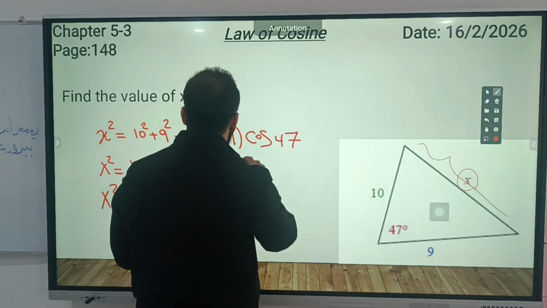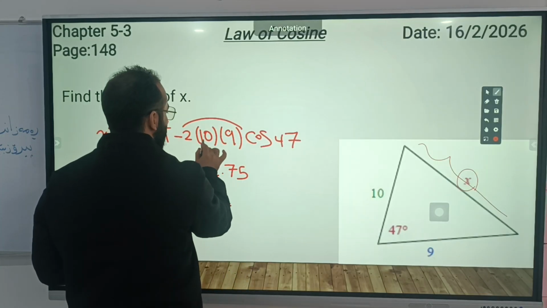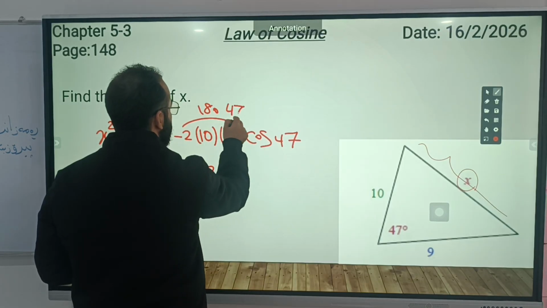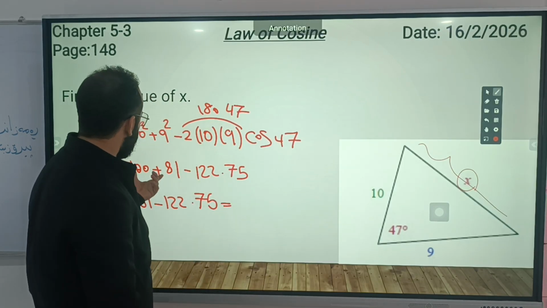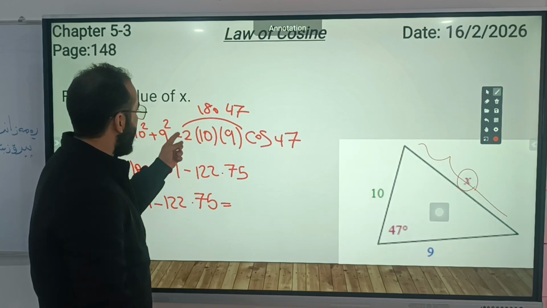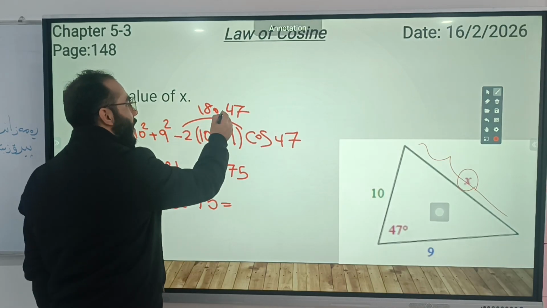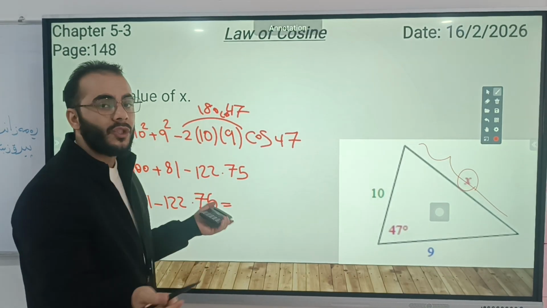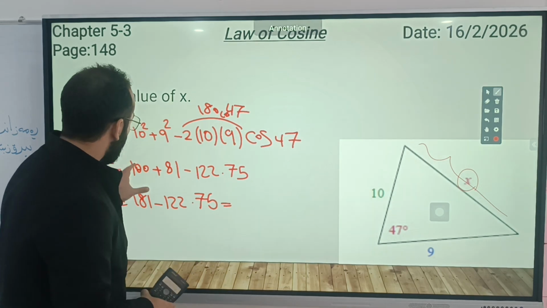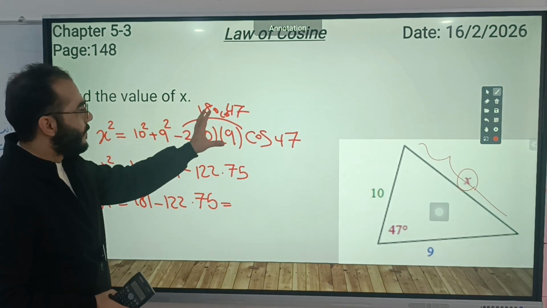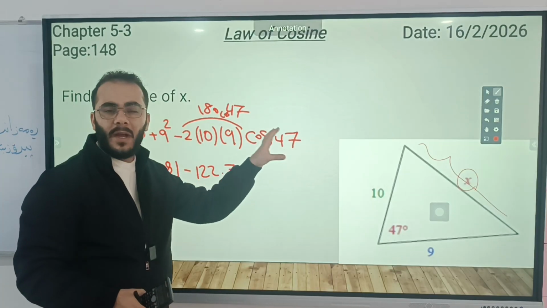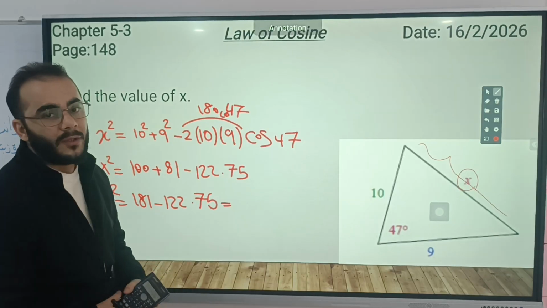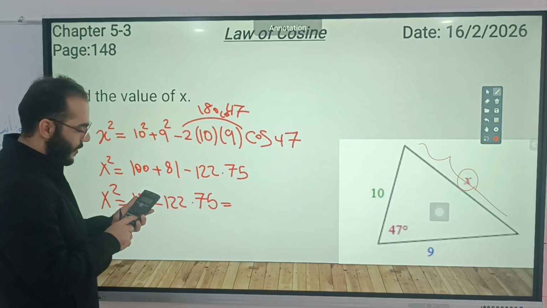Sometimes the students are just calculating here, 10 times 9, 90 times 2, 180, and they say, okay, this one is equal to 181 minus 180. No. This 180 is the coefficient of cosine 47, and these two are not like terms to subtract or operate together. That's why we first need to multiply this coefficient by the cosine of the given angle, then turn it into a constant number. Then we subtract with that. All right. I hope that you understand it.